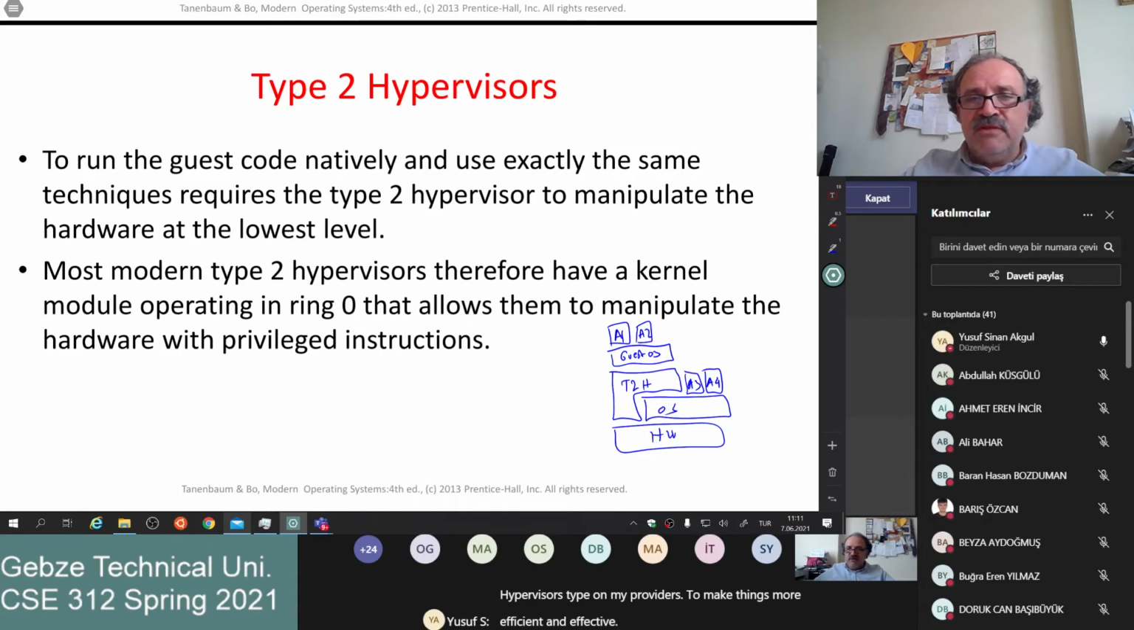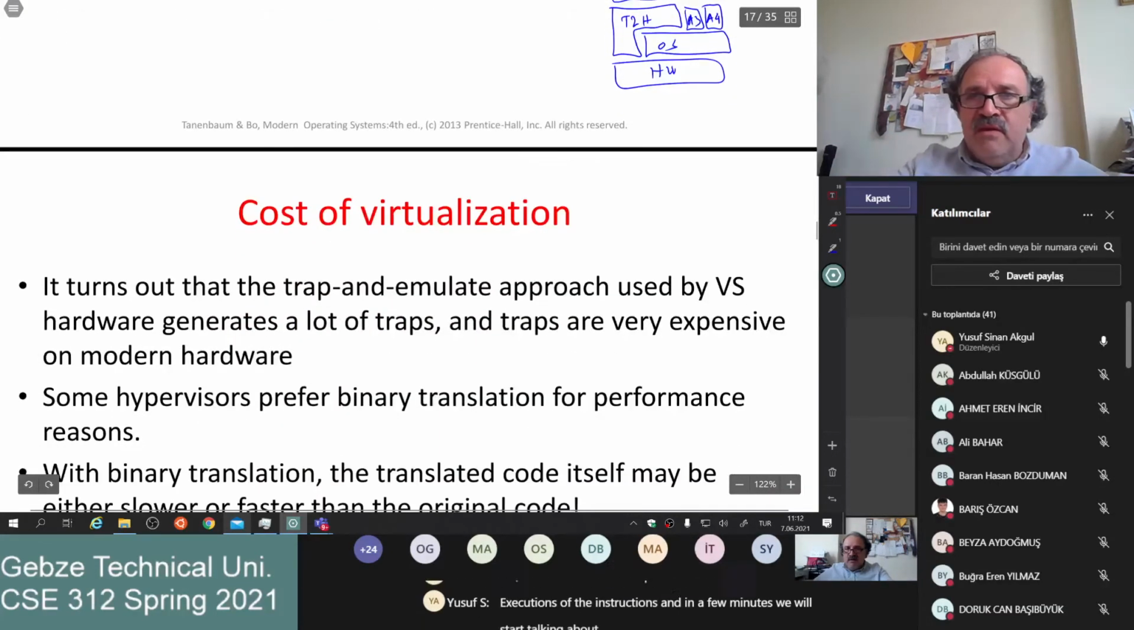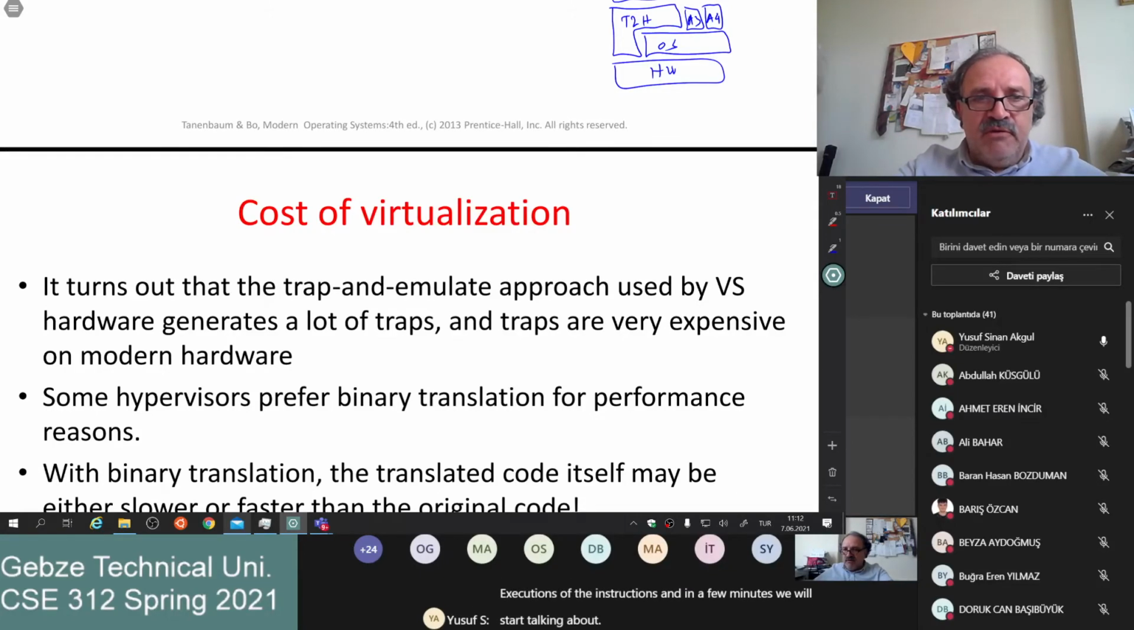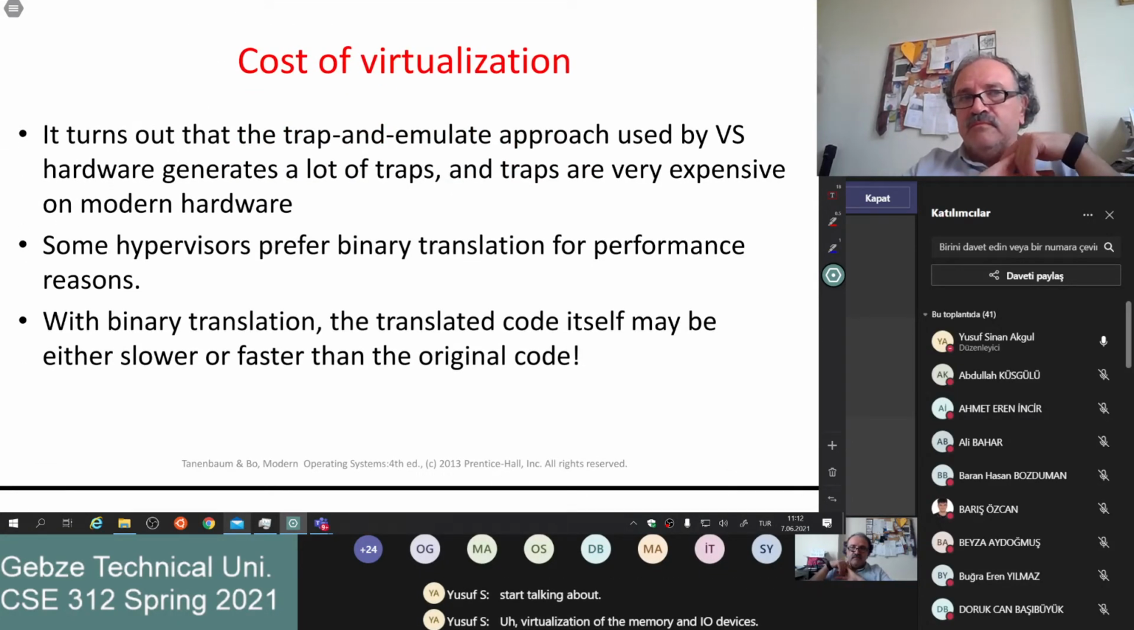Okay, any questions so far? Any questions about type 1 and type 2 hypervisors and how we are dealing with them? Again, we did not talk about anything other than the CPU virtualization. All we talked about is the CPU and the execution of the instructions. And in a few minutes we will start talking about virtualization of the memory and I/O devices.